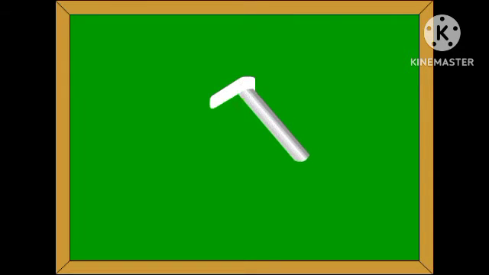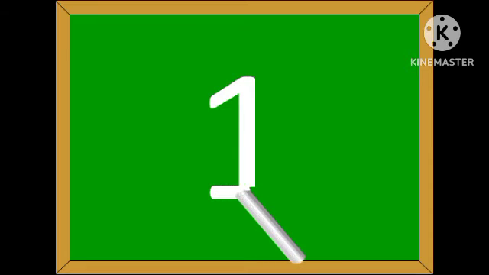Three students were there and they participated in a competition, and Ali won this race and he came first. He got first position. Yes, first, he got the reward. Now write 1. Yes, this vertical line shows 1. A straight line shows 1.